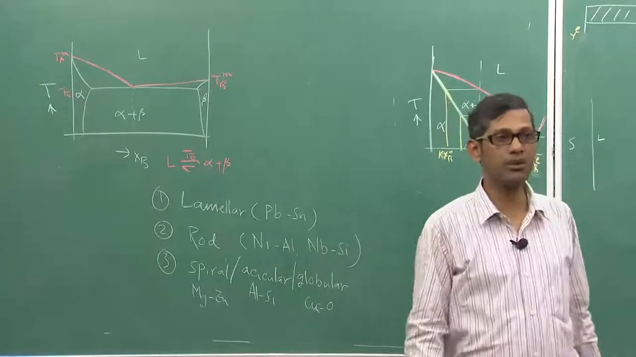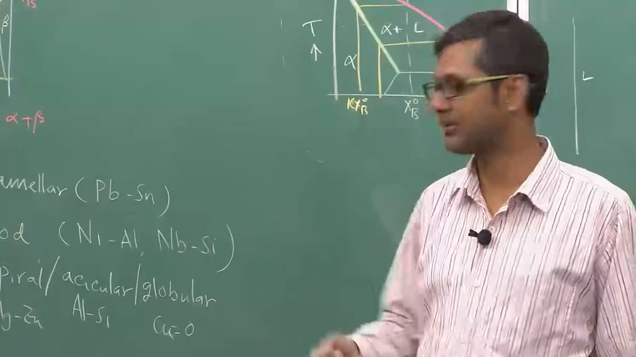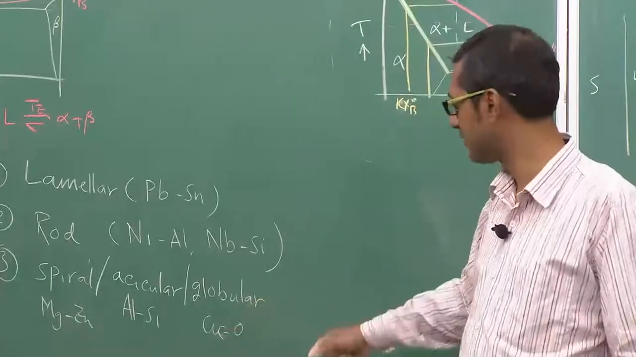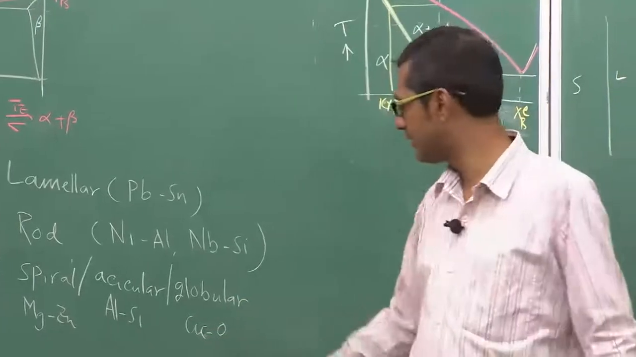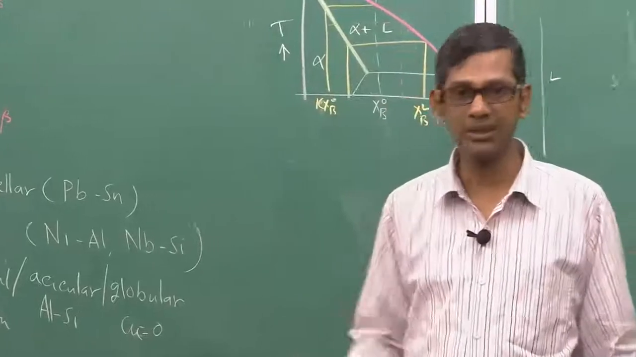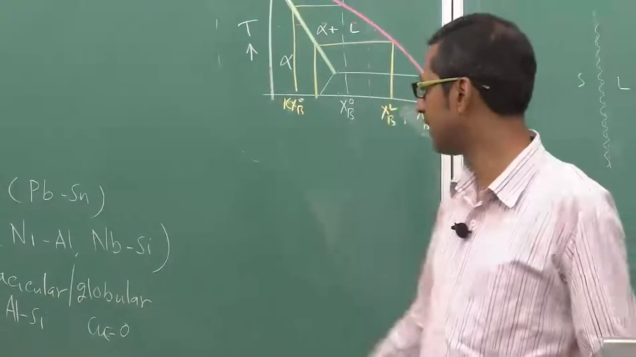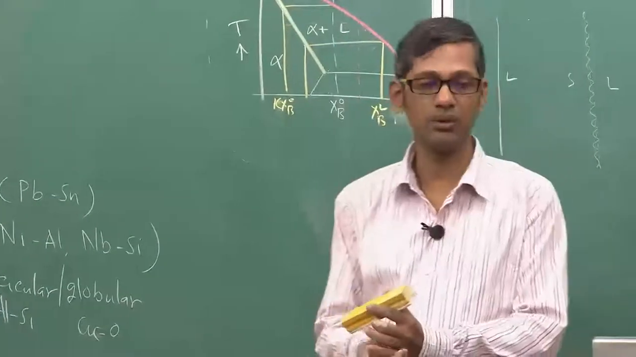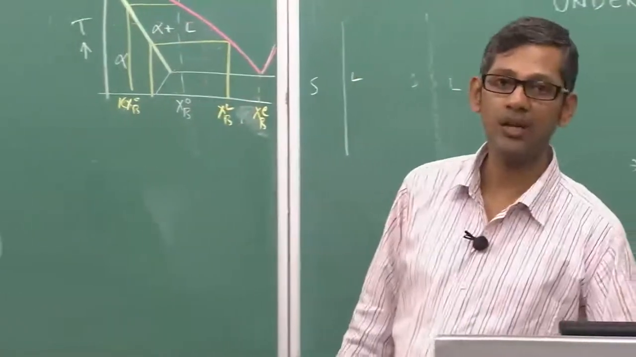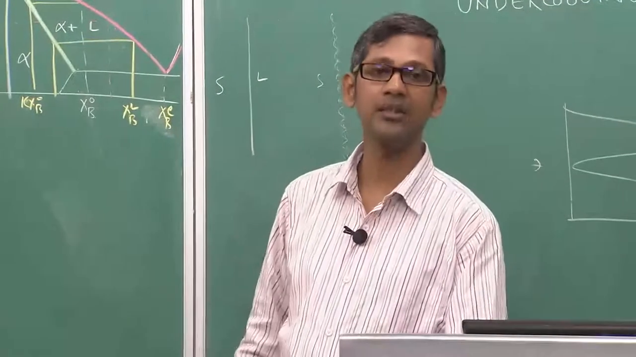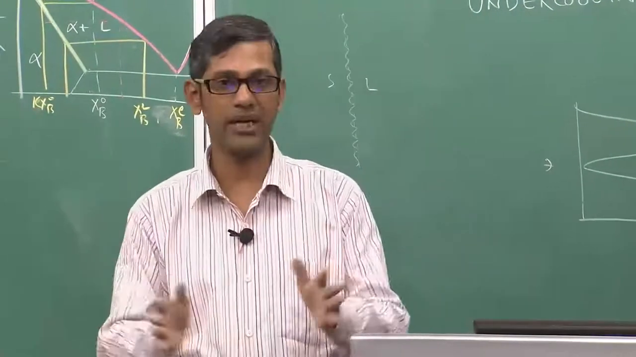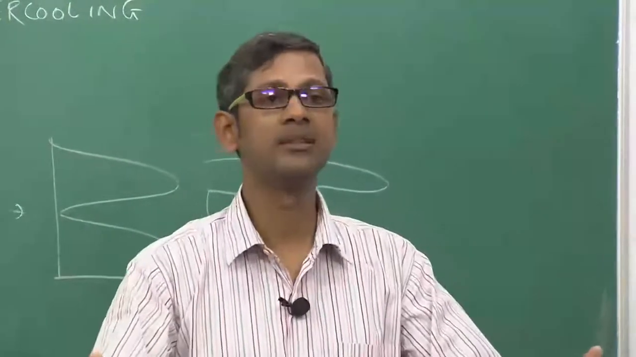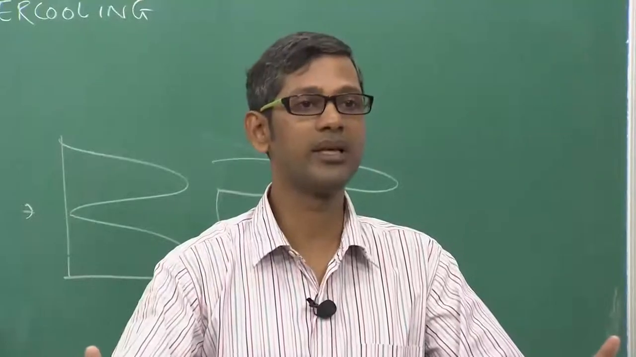You can also have acicular eutectic. One of the eutectic phases is fibrous, like silicon. In aluminum silicon, silicon is basically fibrous, but the aluminum is a continuous phase. You can also have globular, like Cu2O, which forms like a globule in the continuous matrix of Cu. So these are all very classical things which are found in the literature and the books. I'll show you some of these slides in the next lecture, and then I'll try to develop a theoretical foundation where you can use the theories to explain the formation of eutectic.